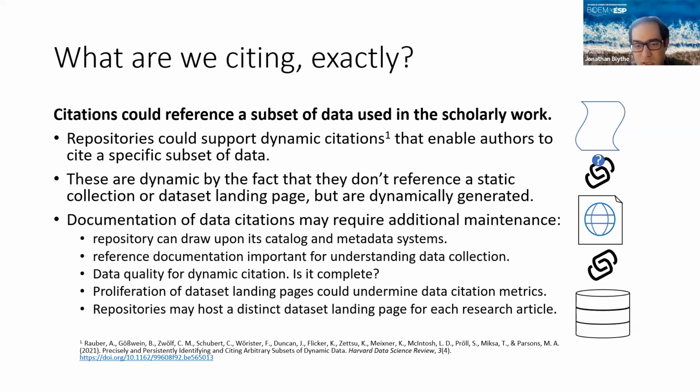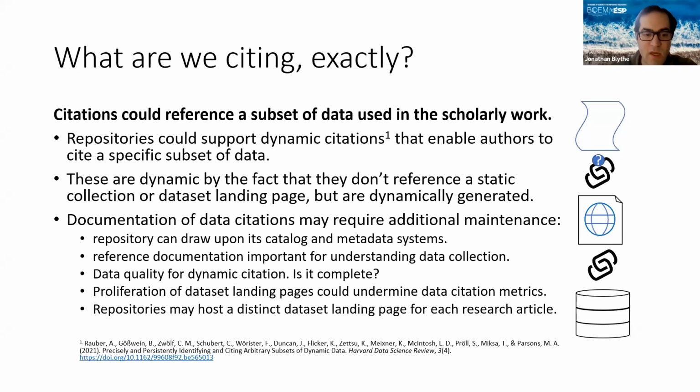Sometimes there's documentation that goes with data that's important for understanding the collection. So we need to keep track of that also, and know when it applies to the dynamic citation so people get a full package. Data quality is a huge issue here, because often people want to collect a subset of what they're using. So if they're looking for all the data from a specific region, they want a very precise way to subset that collection.